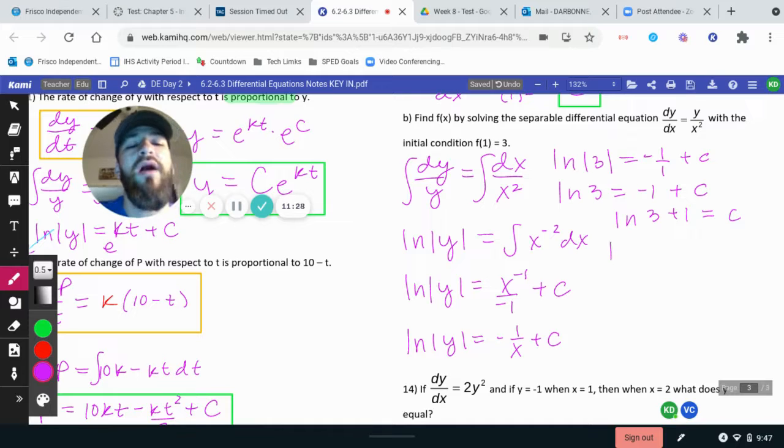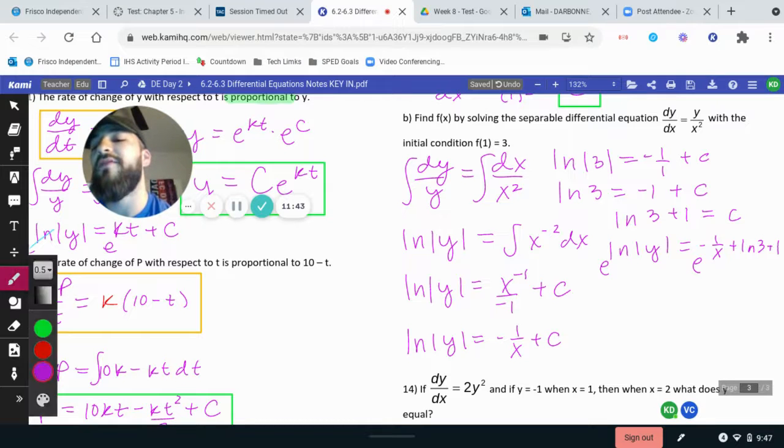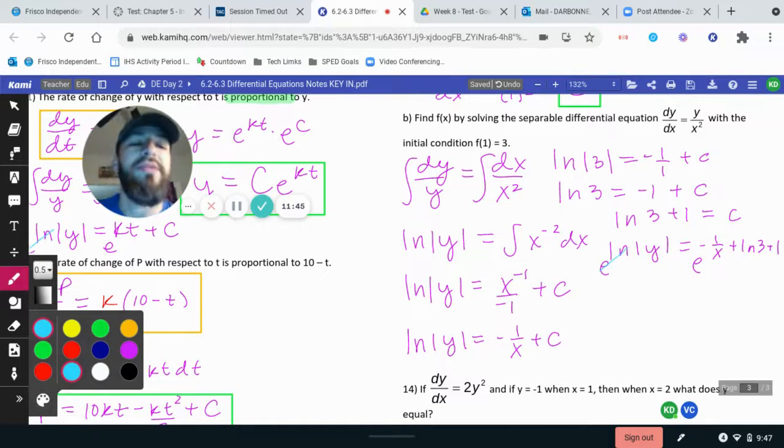So we get the natural log of the absolute value of y is equal to negative 1 over x plus natural log of 3 plus 1. From here, I can go ahead and take a base of e on both sides because I want to get y by itself. Remember, we do this all the time in chapter 6. So on the left side, it cancels out. We get just y. On the right side, we get e to the negative 1 over x. That's not going to cancel out. Plus natural log of 3. Okay, so e and natural log of 3 I could get to cancel out. Plus 1 I can't get to cancel out.